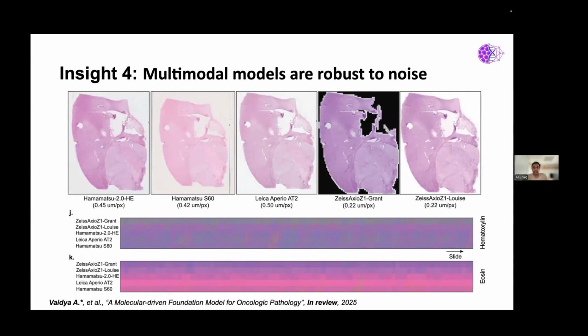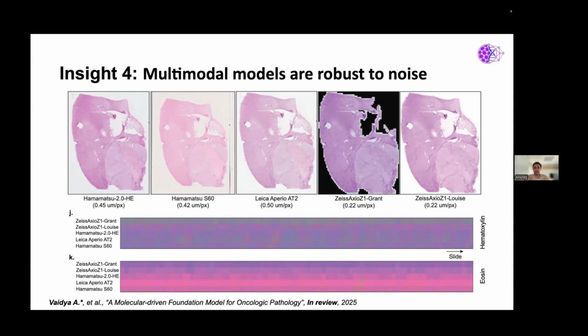Another insight that we gained from Threads is that multimodal models are robust to noise. So in this task, what we did was we found this cohort of slides which have been scanned on 5 different scanners. So same tissue, but scanned on different scanners. And in the bottom half, you see that we have made a plot of the hematoxylin and eosin stains present in these slides, and you can just see the large amount of variation present.